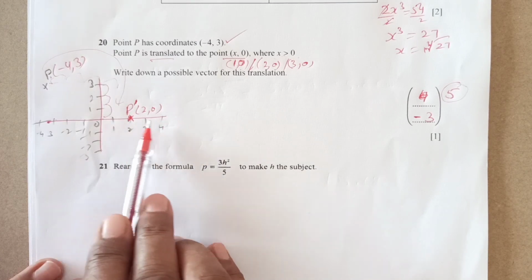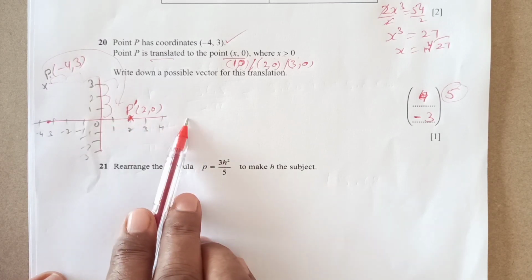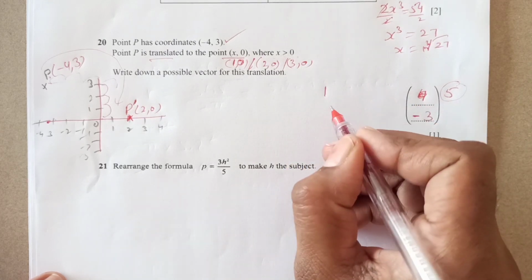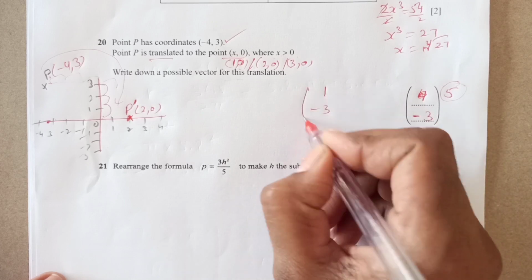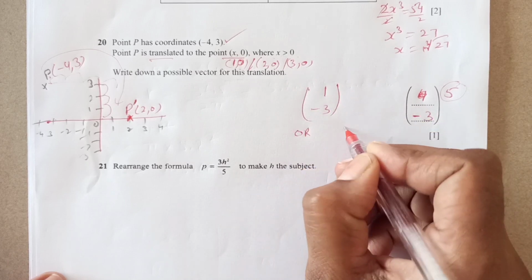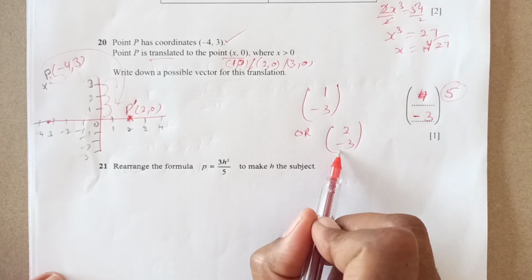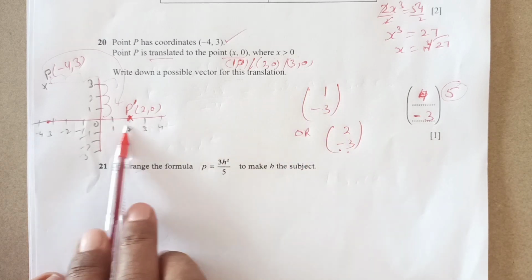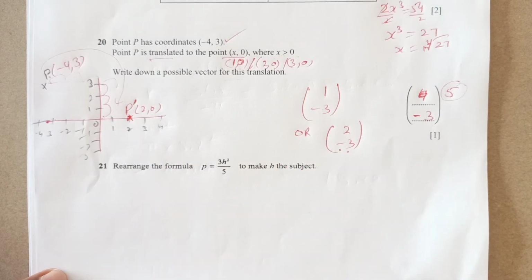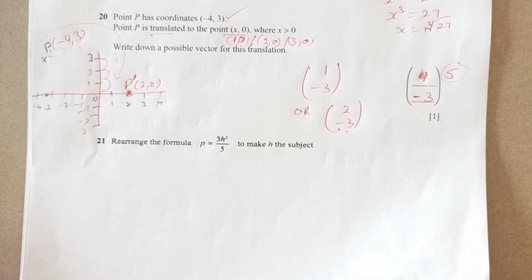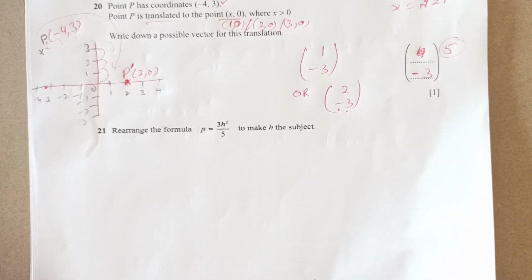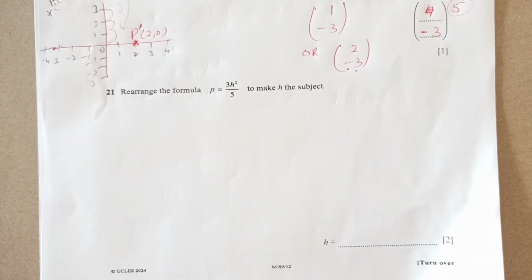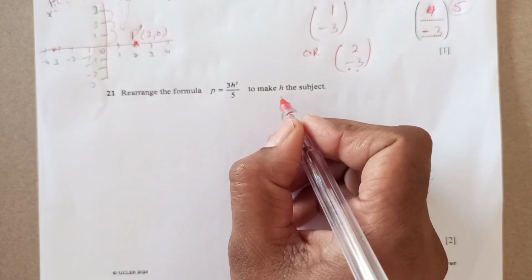So this value can change. You can take any of these values on the positive x-axis, but then this 3 will remain the same. So your answer may be (1, -3), it may be (2, -3). This remains -3, but the value of x should be greater than 0, right? I've seen this kind of question for the first time in any of the papers, so you must try to understand that.